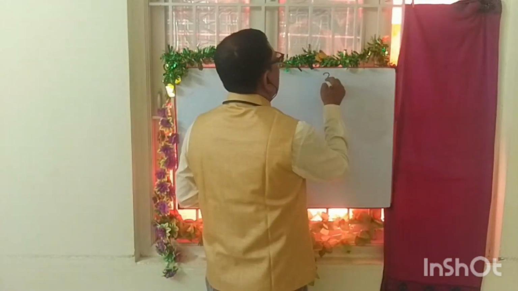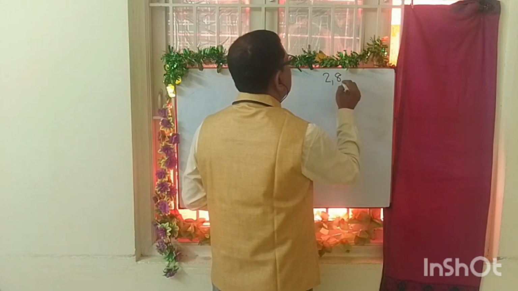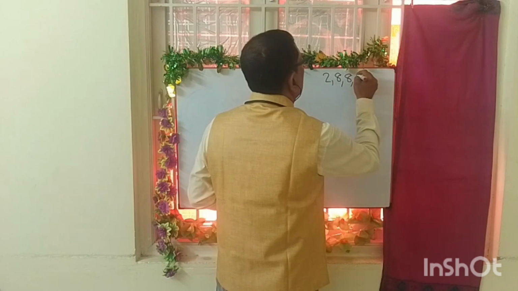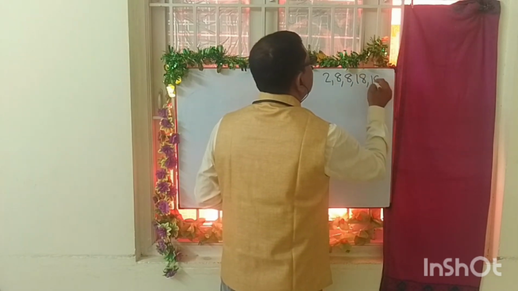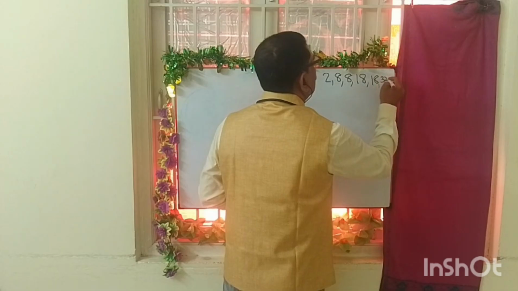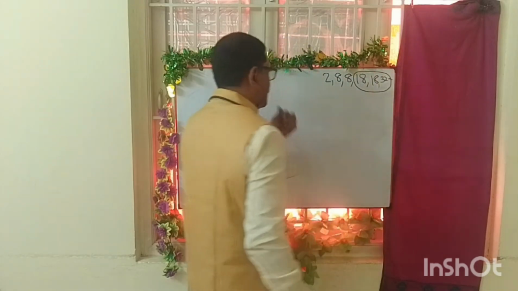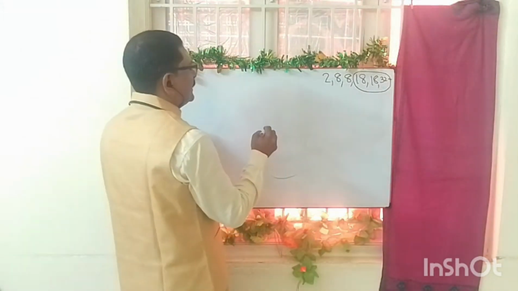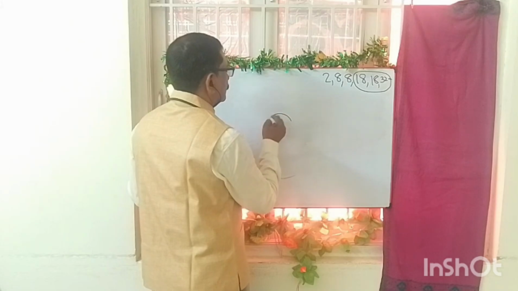Already you have to learn the layout by heart. The layout is first 2, second 8, third 8, fourth 18, then 18, 32, like that it goes, but we do not need this much, only for the last orbit one. So let us start drawing the atomic structure of potassium.